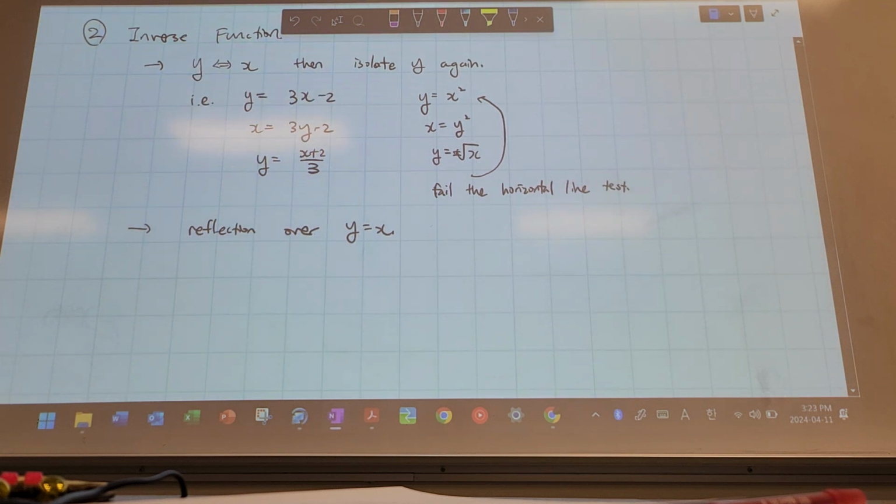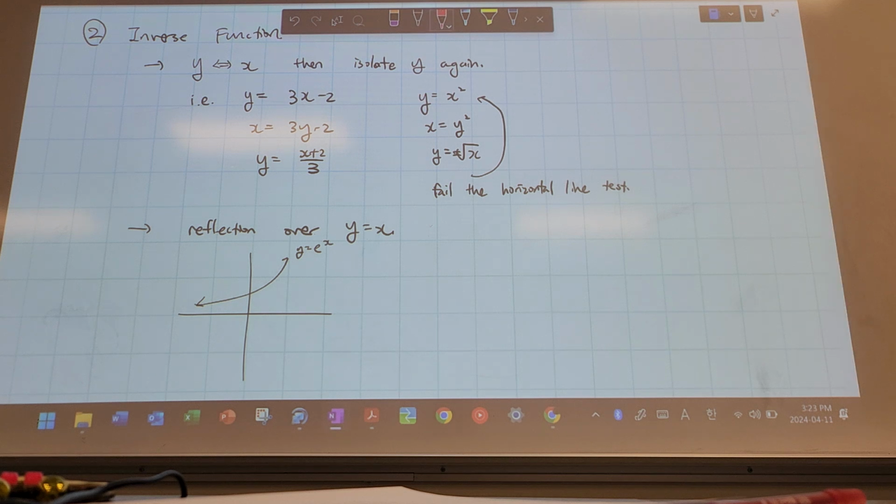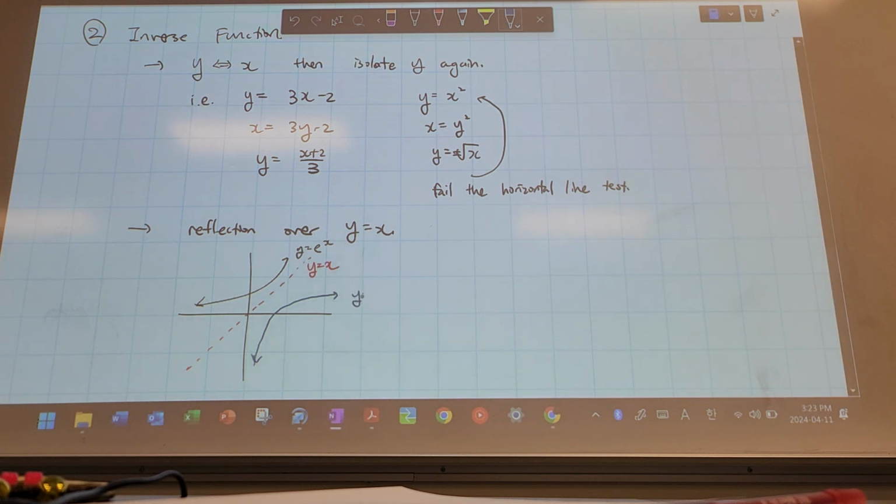For example, let's say we have a function like this. It's an exponential function. Let's say this is y equals e to the power of x. Then we can find the inverse function of it by reflecting over y equals x. So then the new graph will look like this. Which we know is y equals ln of x.